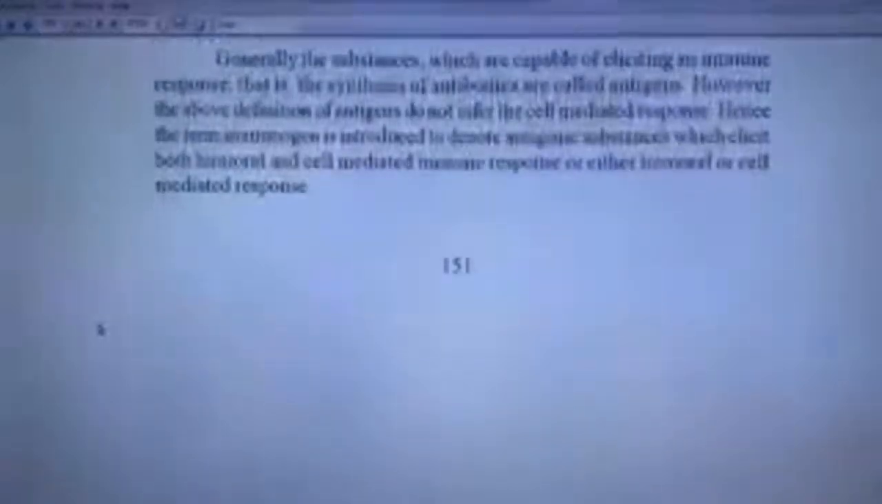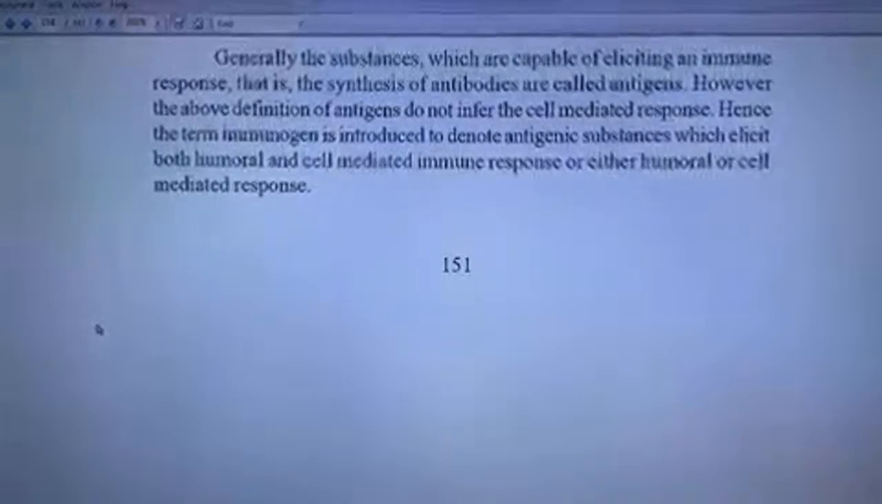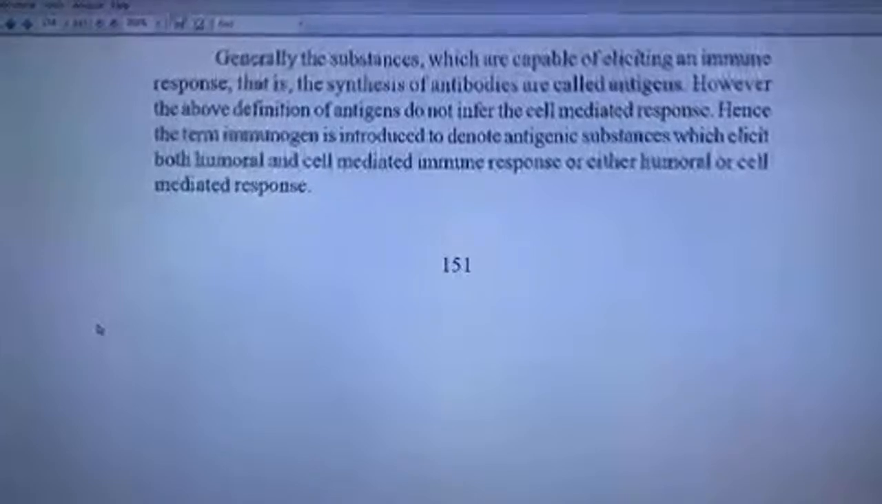Generally, the substances which are capable of eliciting an immune response, that is, synthesis of antibodies, are called antigens. However, this definition of antigens does not include the cell-mediated response. Hence, the term immunogen is introduced to denote antigenic substances which elicit both humoral and cell-mediated immune responses, or either a humoral or a cell-mediated response.